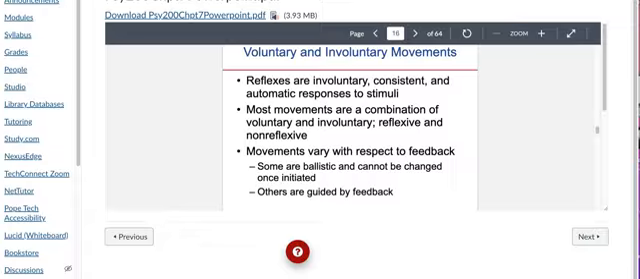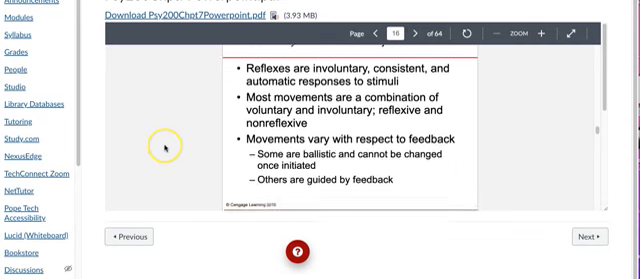Involuntary movements are like your phone's background apps. They run automatically to keep the system going, even if you're not paying attention.